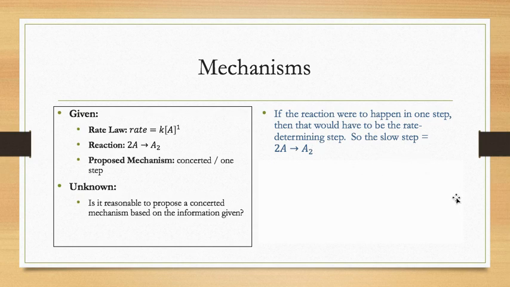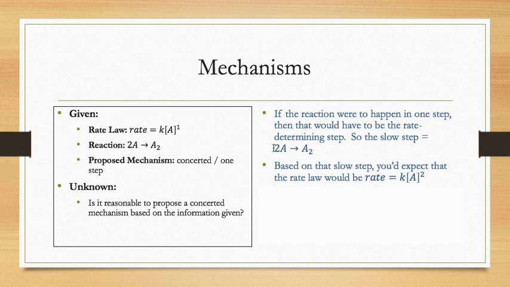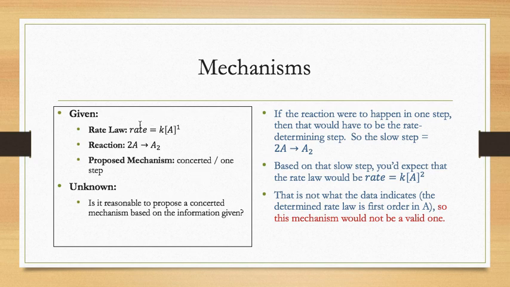If the reaction were to happen in just one step, then that would have to be the rate determining step. So our rate determining step here is the overall reaction. It's the same. 2A goes to A2. If that were the case, we would assume that the rate law should be second order in A, because in the rate determining step here, we have 2A reacting to form A2. So it should be rate equals k[A]^2. What we actually know is that it's not, right? This is the rate law they experimentally determined, that it's first order in A. So that says that this is not an appropriate mechanism. It's not a reasonable mechanism to propose.